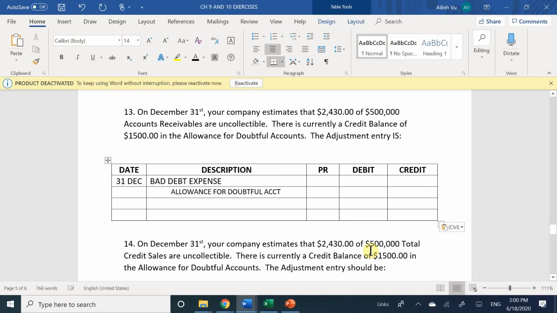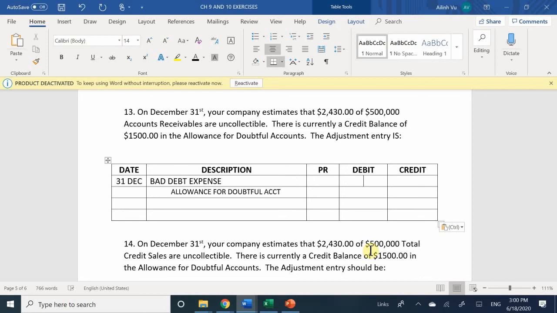Where did you get 3,930? You're adding the 2,430. Since it's a credit balance, you're subtracting, not adding. Credit subtract, debit add. Oh, okay, I mixed it up. I did too. Credit is subtract and debit is add.